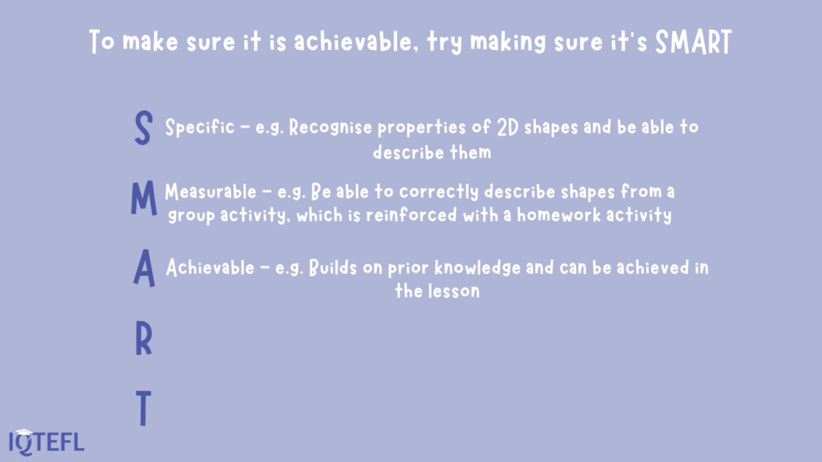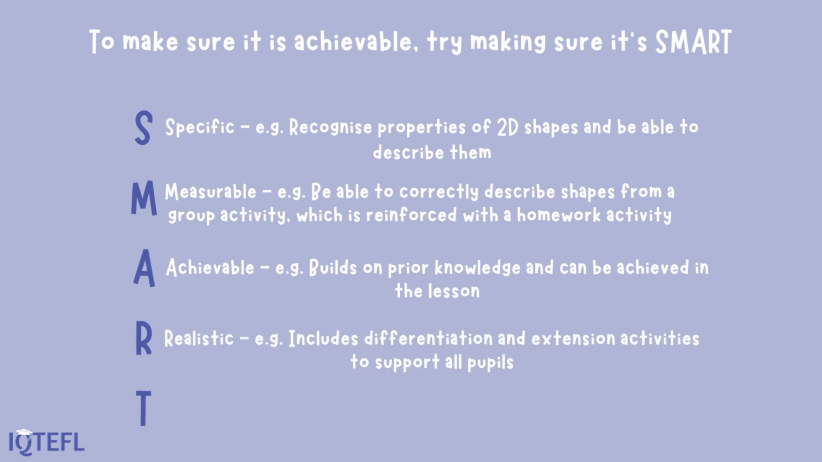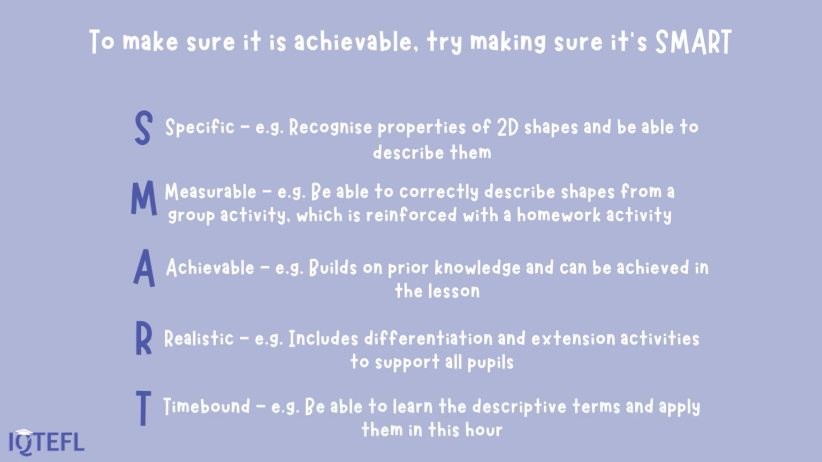Achievable, for example, builds on prior knowledge and can be achieved in the lesson. Realistic, for example, includes differentiation and extension activities to support all pupils. And time-bound, for example, be able to learn the descriptive terms and apply them in this hour.